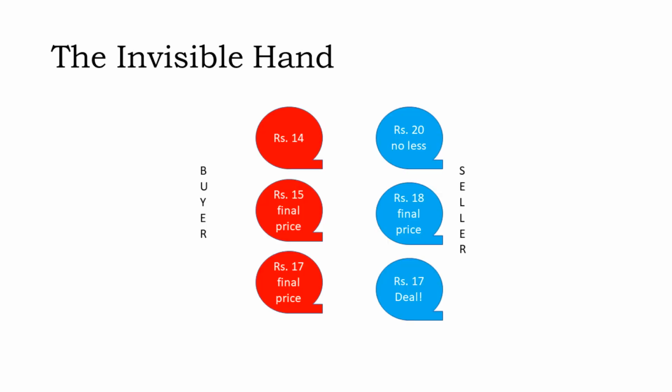So imagine you are at a vegetable market. You, the buyer, are represented in that red bubble and the seller is represented in the blue bubble. Now you want to buy 1 kilogram of vegetables. The seller wants to sell you 1 kilogram of vegetables. But you are ready to pay a price of 14. But the seller says, no way am I going down below the price of 20.